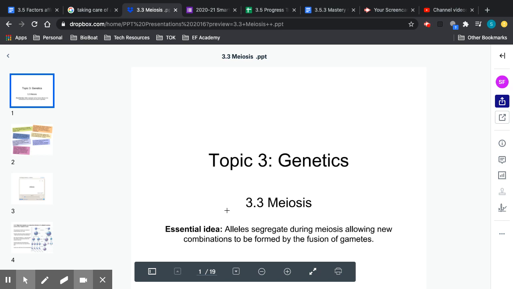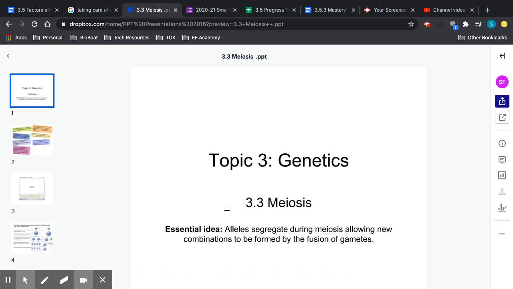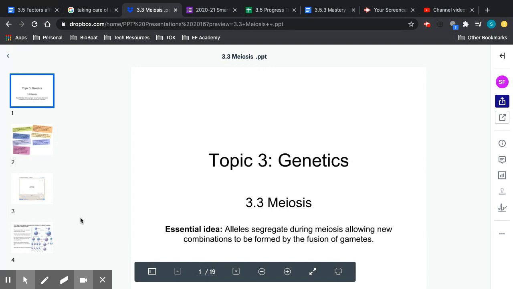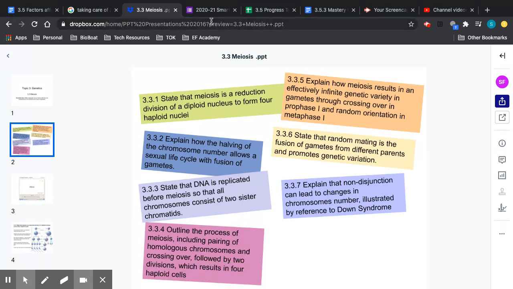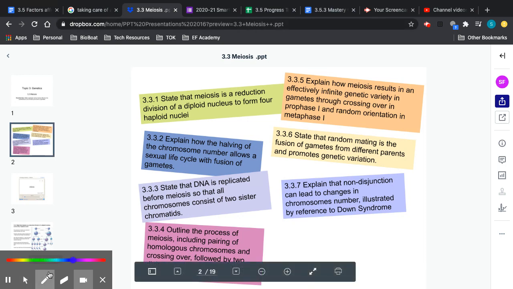Hello, everybody. So we are going to begin meiosis 3.3 for the HL students. That's also going to include 10.1. And here are our assessment statements. And I'm gonna divide this into like 4 different groups.